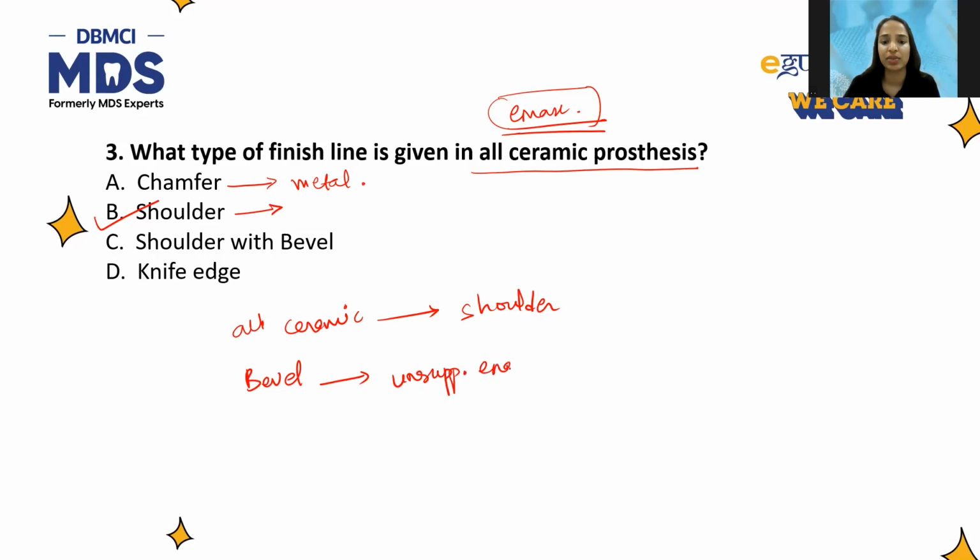Now, we need to think to ourselves, is it so that in all cases of all ceramic prosthesis, we need beveling and we need shoulder with bevel? No. But in most cases or almost all cases of all ceramic, we will at least go for shoulder and then add a bevel if necessary, right? So in my understanding, the best answer, considering the question which has been asked, what type of finish line is given in all ceramic prosthesis, I suggest very strongly we should go for the answer option B, which is shoulder.